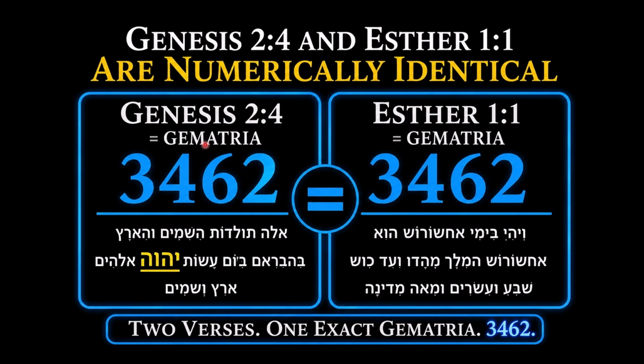Incredibly, Genesis 2:4 and the first verse of Esther share the exact same Hebrew gematria value of 3,462. This creates another precise numerical connection between the verse where God's name first appears and the book of Esther where God's name is never mentioned at all.